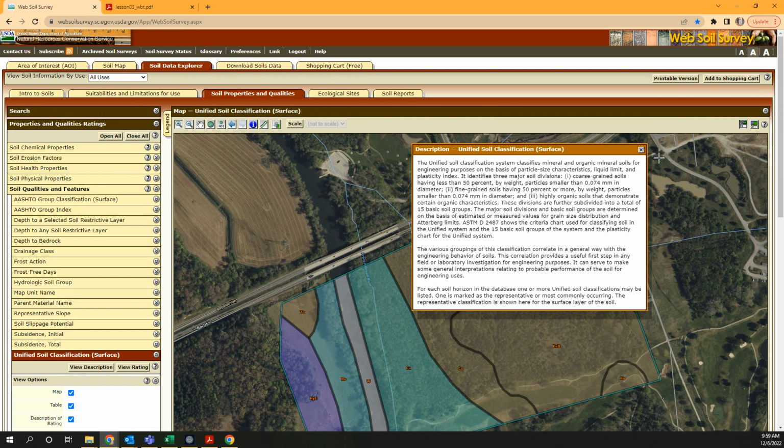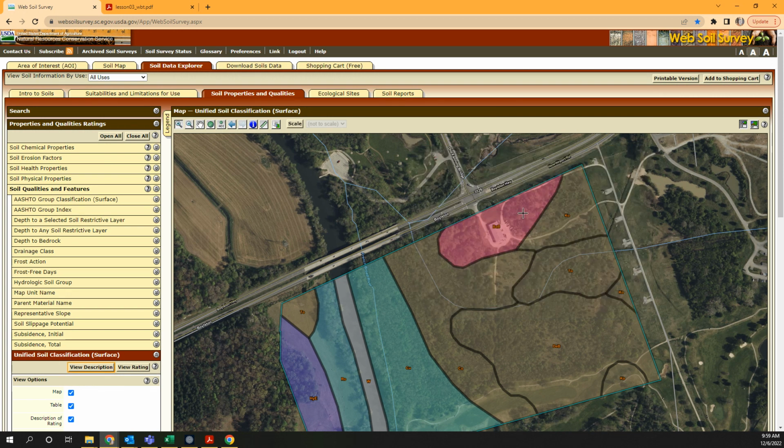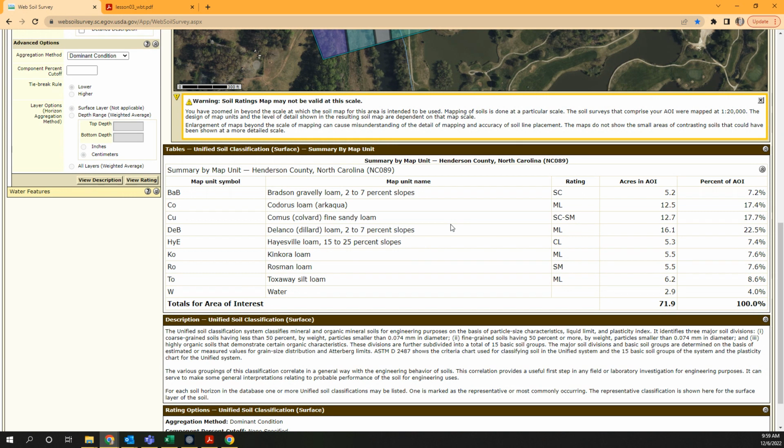The unified soil classification system is very similar to our more texturing soils. It's just a different way of numerically putting a different name to it. So instead of saying a sandy clay loam, you're going to say that it's perhaps an SC. And so it's just a percentage that you're going to see.